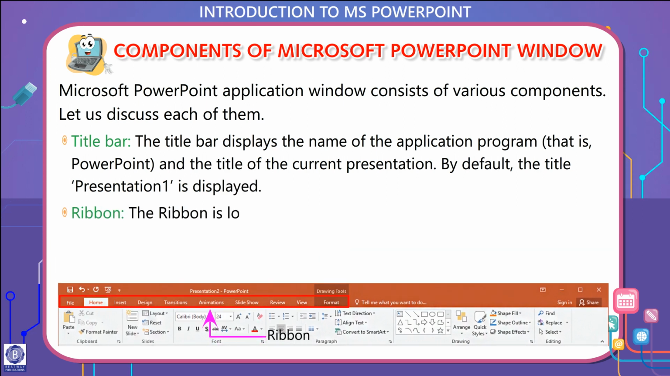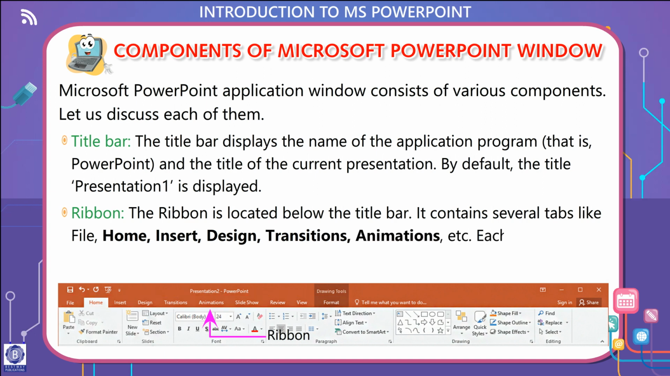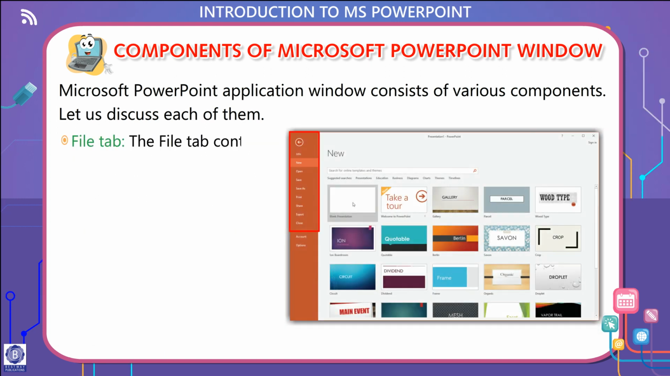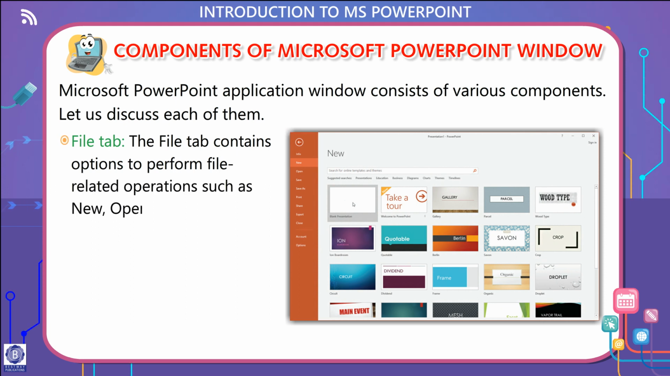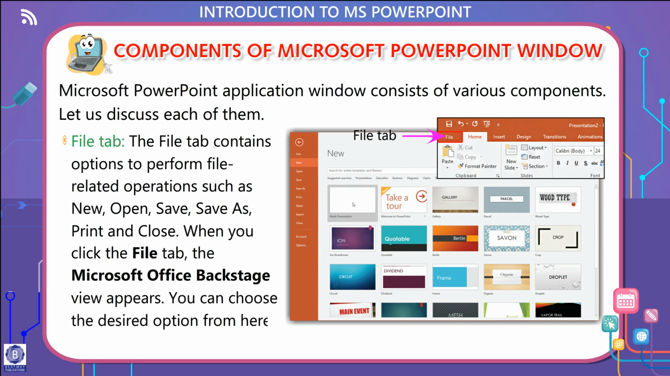Ribbon. The ribbon is located below the title bar. It contains several tabs like File, Home, Insert, Design, Transitions, Animations, etc. Each tab contains various tools to create, edit, and format presentations in Microsoft PowerPoint. File tab. The File tab contains options to perform file-related operations such as New, Open, Save, Save As, Print, and Close. When you click the File tab, the Microsoft Office Backstage view appears. You can choose the desired option from here.